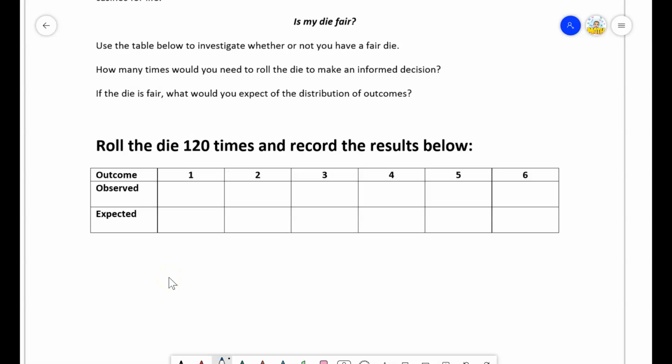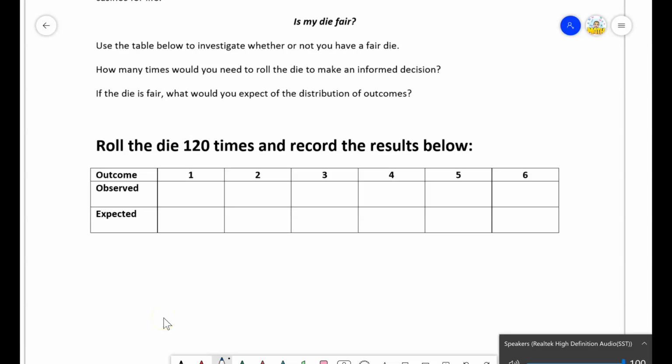We're going to use this activity to test to see if a six-sided die is what we would consider a fair die, and also as an introduction to the chi-square distribution and one of the basic tests that we can use the chi-square distribution for.